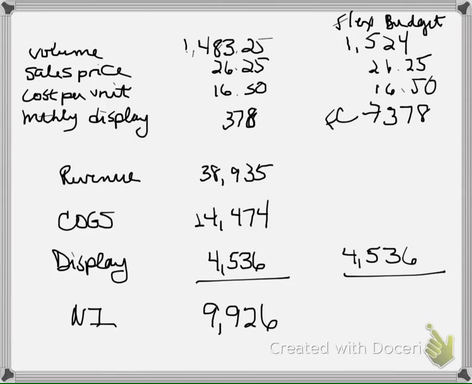My revenue now is going to change, and it's going to go up because I sold more products. So I sold 1,524 units at $26.25. So my revenues are going to be $40,005.